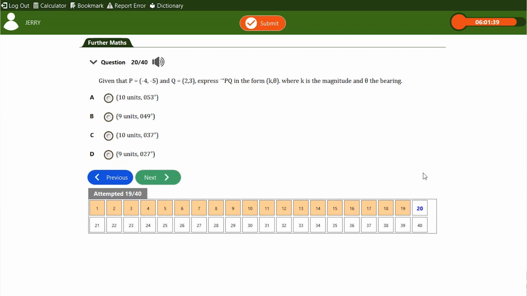Given that p equals minus 4, 5 and q equals 2, 3, express this in the form of magnitude and the bearing. It's a fine one. Now look at what you need to apply in this place. Recall the formula for distance between 2 points, and you also think about the formula for direction of an angle, which is tan theta equals j all over i. But before that, let us think about distance between 2 points.